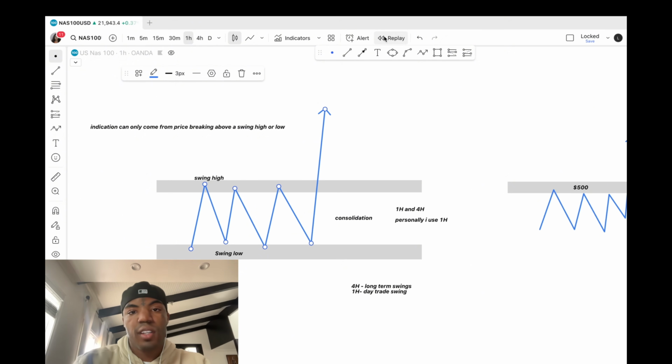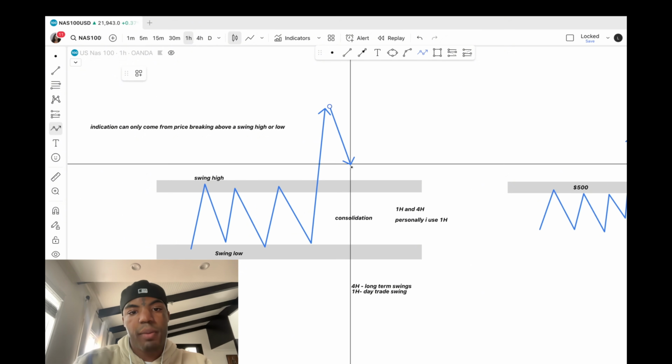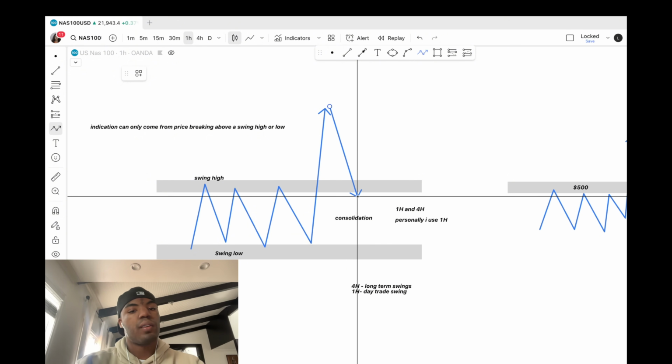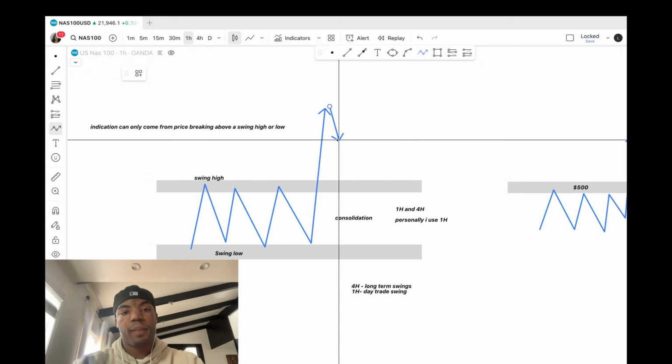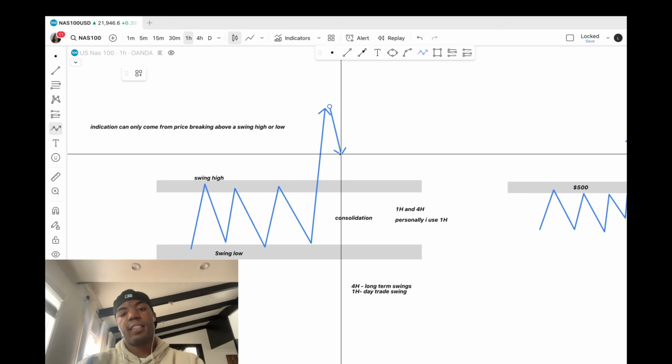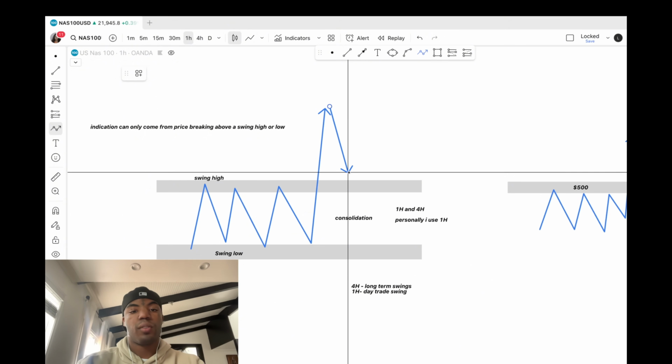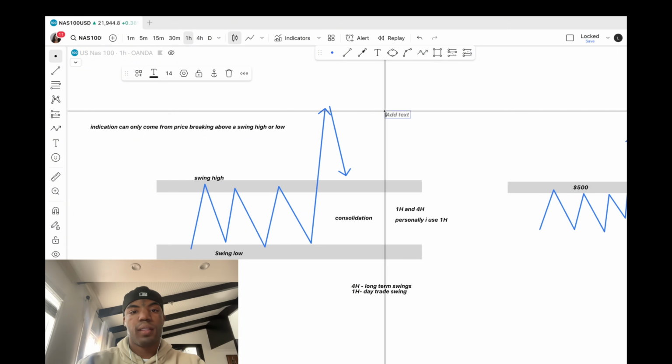Corrections are not always going to go all the way back to the previous level that it went to, but I'm going to teach you later on down the line the different types of corrections. In this video, I'm just going to tell you what a correction is. So the correction is after price makes a high or a low. Remember this. Let's go ahead and write this down for you.